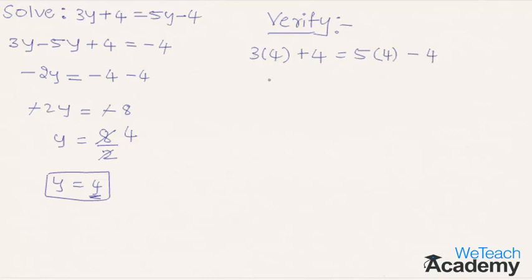Here 3 four times is 12, plus 4, equal to 5 four times is 20, minus 4. On the left hand side 12 + 4 is 16, and coming to the right hand side 20 - 4 is 16. So we can say that y = 4 is the solution of the equation.